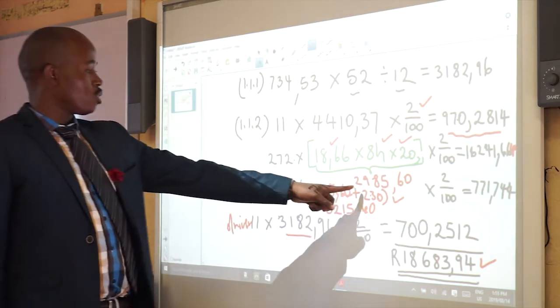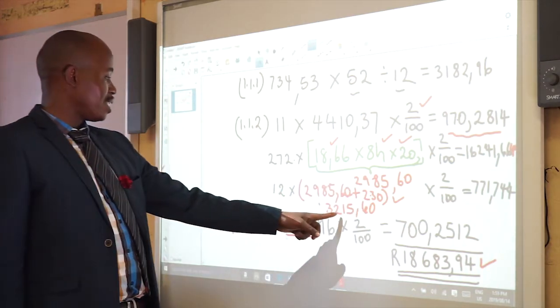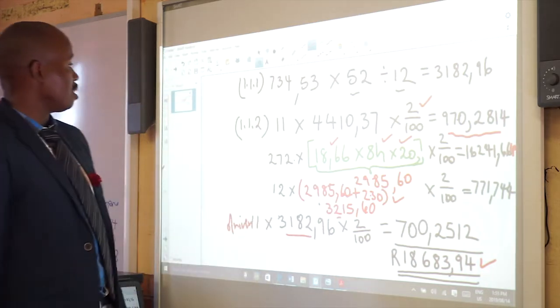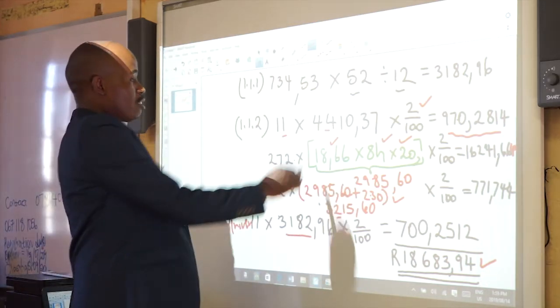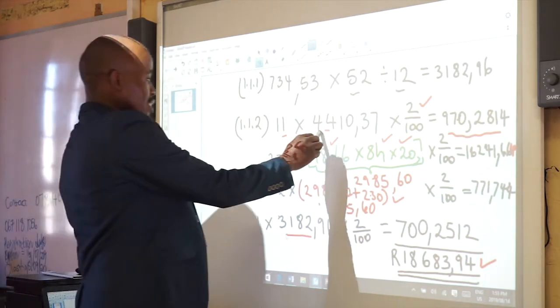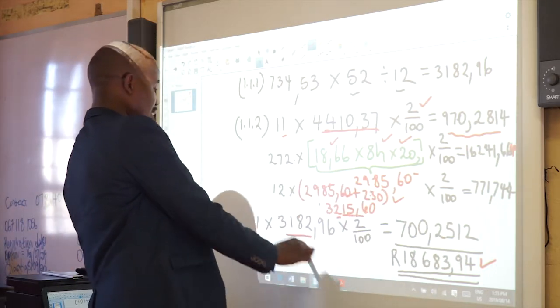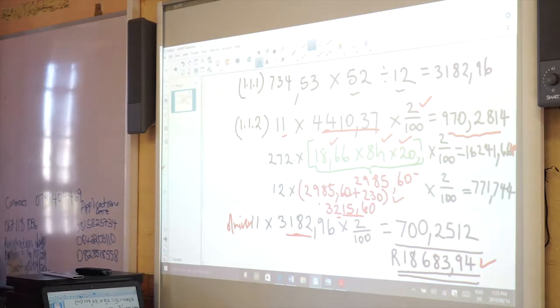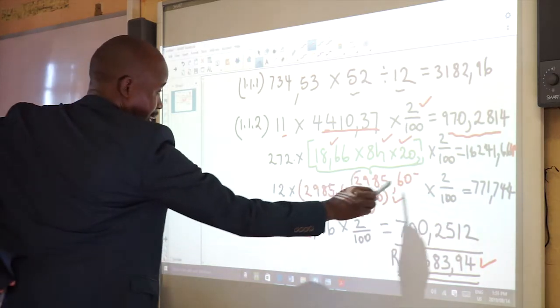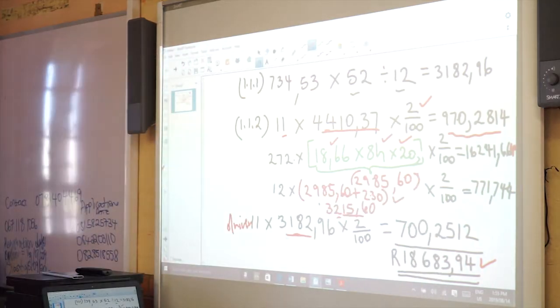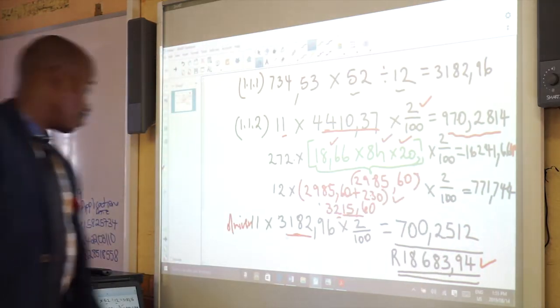The cleaner is getting 2,985. The supervisor is getting 3,215.60, the handyman is getting 4,407. Of these salaries, for the handyman, the cleaner, the supervisor, and the driver, which one is the lowest salary? It's the one for the cleaner, 2,985. That's the lowest one.